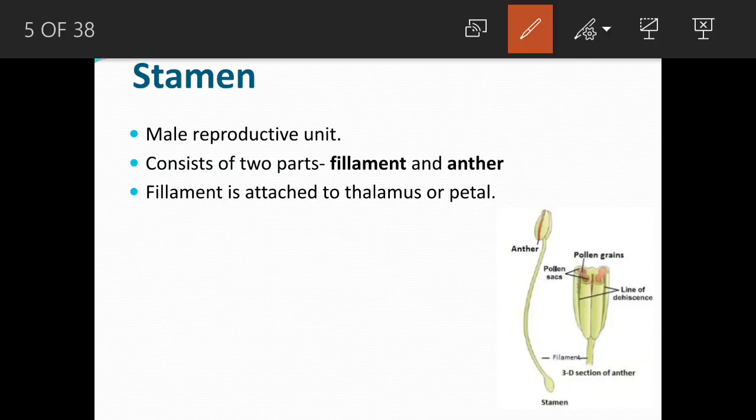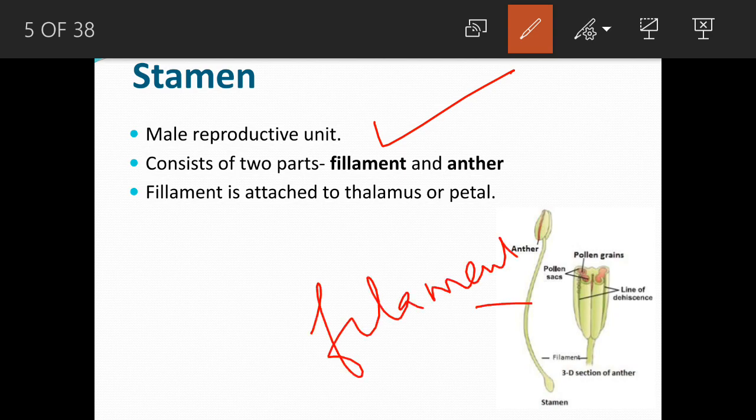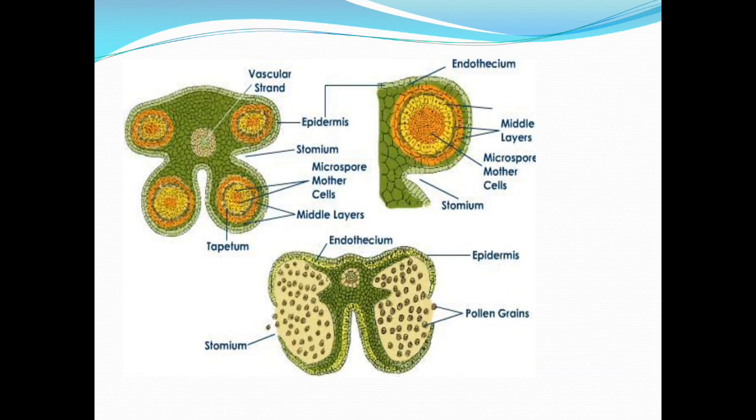Now we will study the structure of the stamen. So stamen is the male reproductive unit. It consists of filament and anther. Filament is attached to the thalamus or to the petals. This is the internal structure of the anther, which we will study in detail.